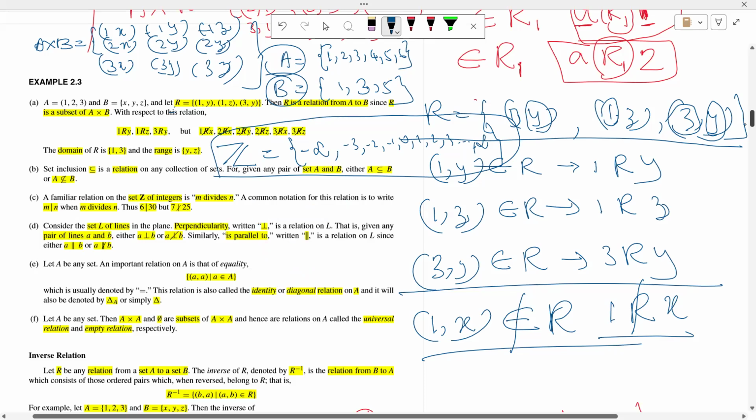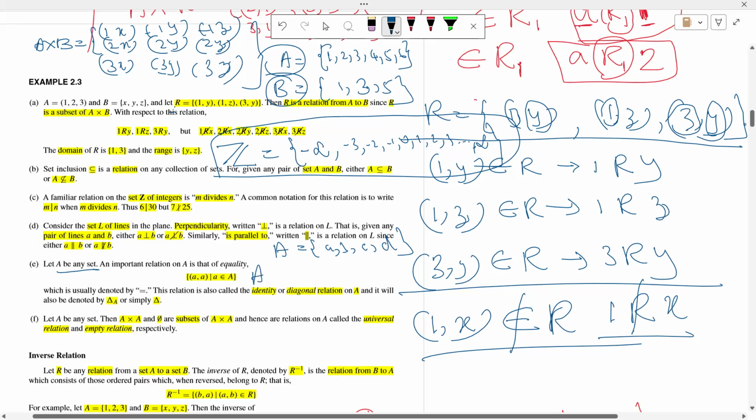Okay, now if you look at the example, let A be any set. An important relation on A is that of equality, right? Just think A is a set with some number of elements, for example A, B, C, D, a set with 4 elements. Now they are telling there is a relation on A itself.